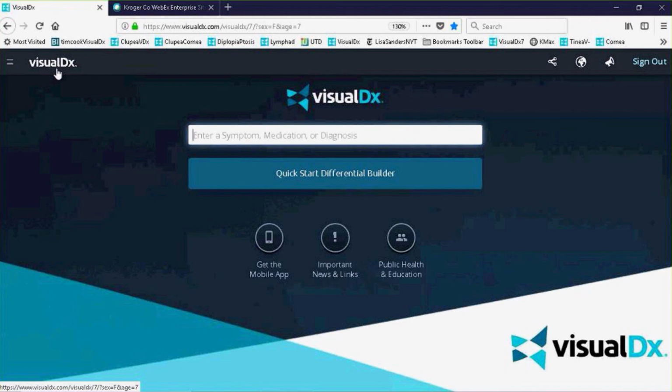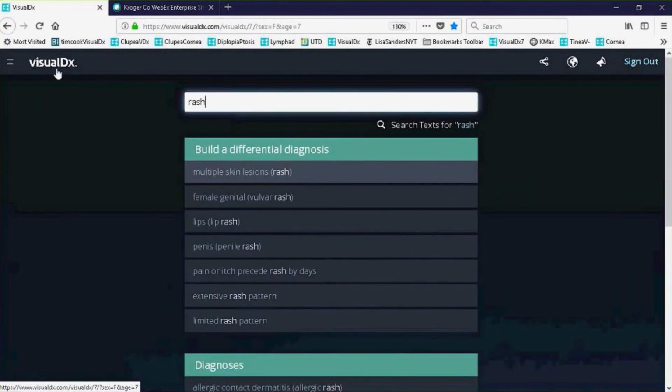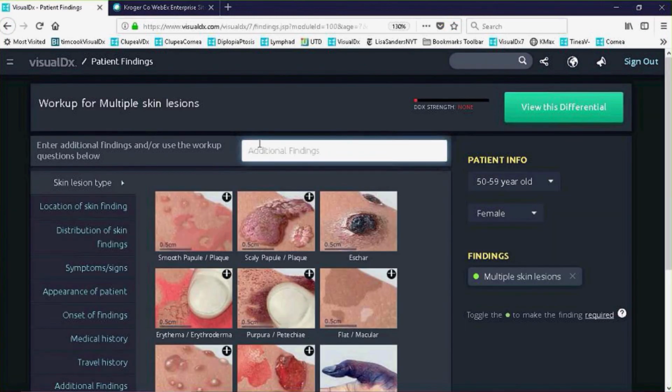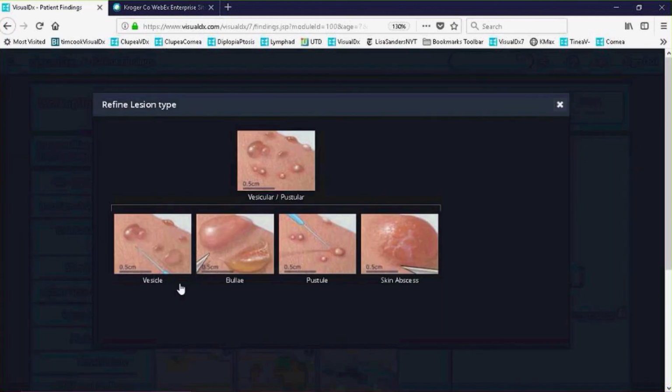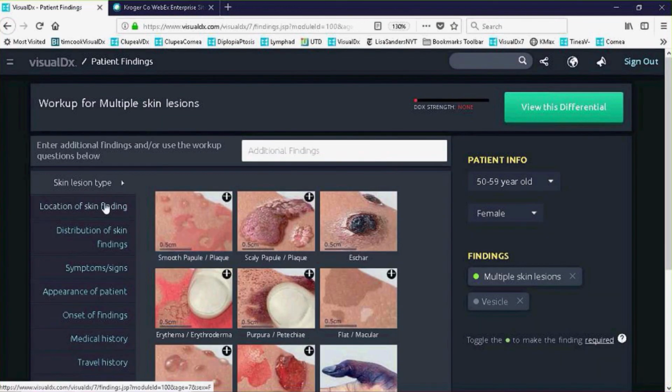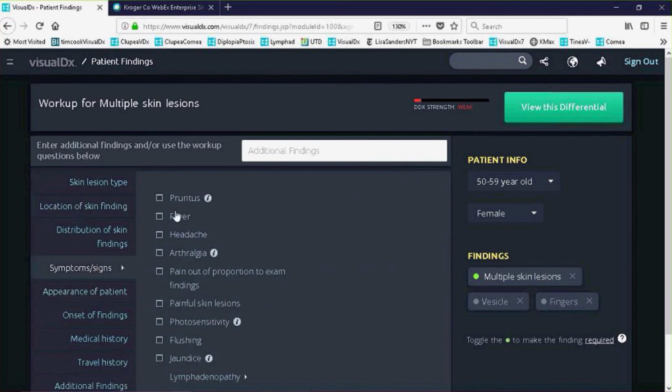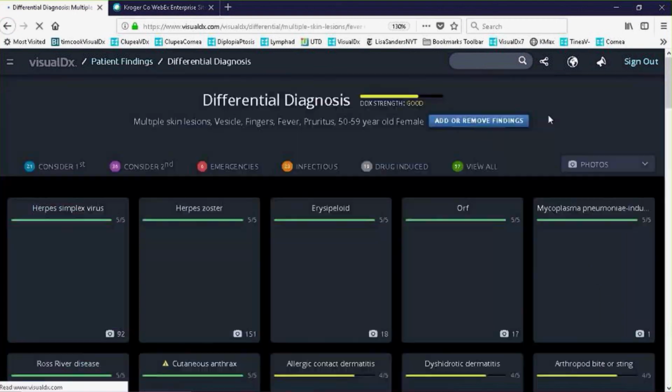But we're close to the hour mark, and I did want to leave time for questions. I have one more demo, which is just to say, if you search the word rash, there is a process that can help you with a differential. You search rash, and it asks you to put in the type of lesion. Let's say it's a vesicle. Let's go down to location and say it's on the hands, actually on the fingers. Let's put in some symptoms. There's fever, it itches, and hit view the differential.